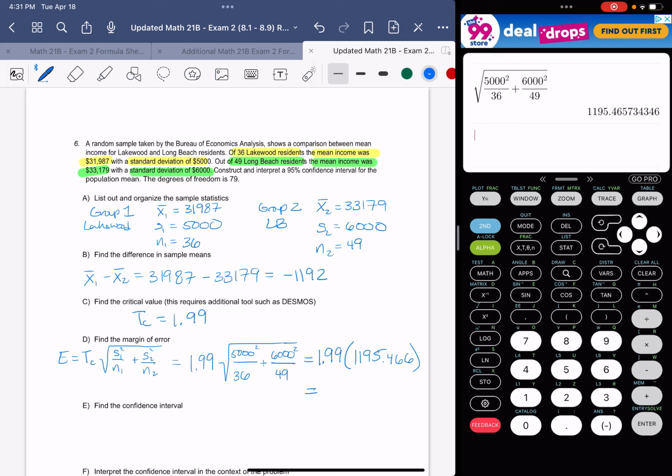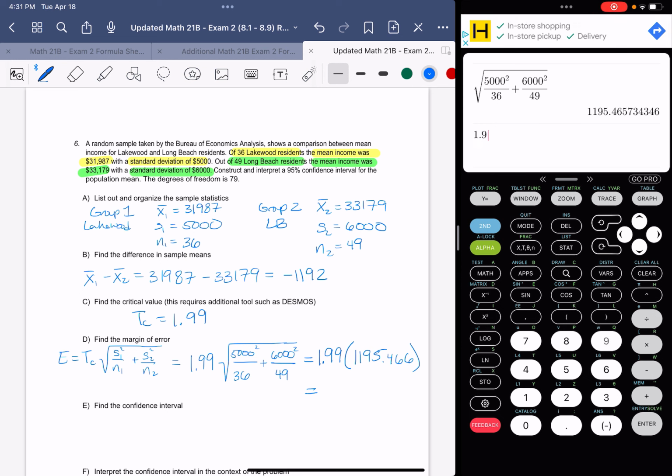That's not what I got. Oh, you guys got something different, did I do something wrong? Did anyone else get what I got? No, I got 2389.736. Everyone got something different? Did I do it wrong? Square root of 5,000 squared over 36 plus 6,000 squared over 49. Let me come around to you guys. Yeah, some of you guys might be ahead of me actually. So let me go ahead and finish real quick.